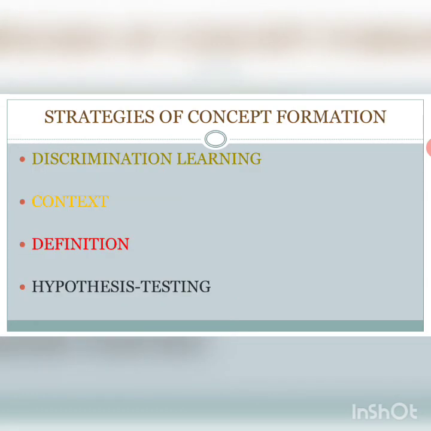Now, what are some of the strategies of concept formation? I have just listed the names of those strategies. One strategy is discrimination learning, where we learn to respond differently to different stimuli. Then we have context. We often learn concepts according to the context where they are placed. And we also learn concepts through definition and also by hypothesis testing.